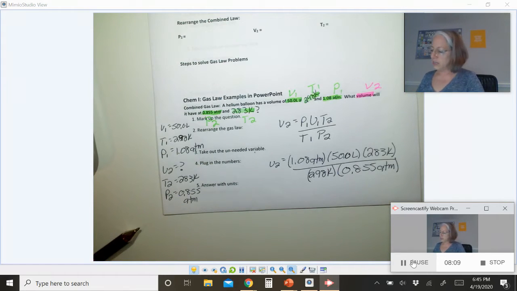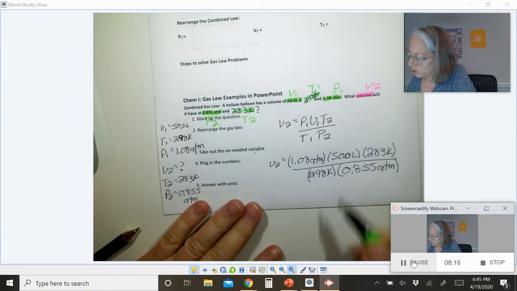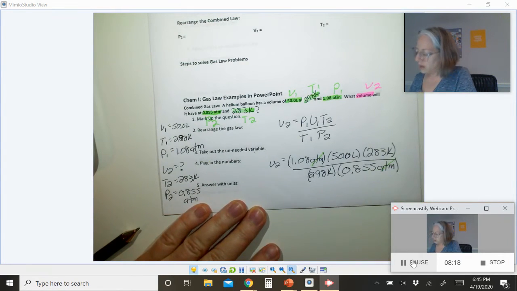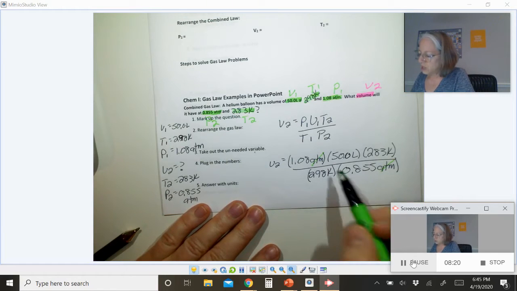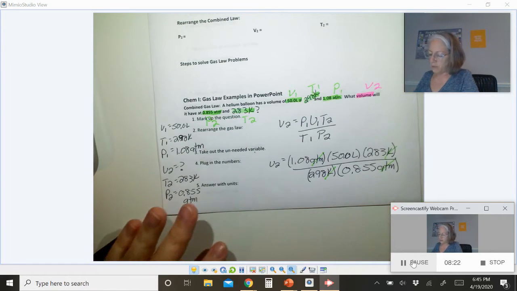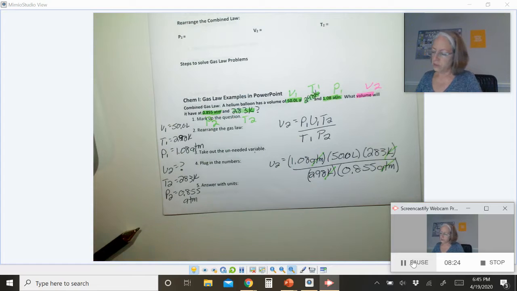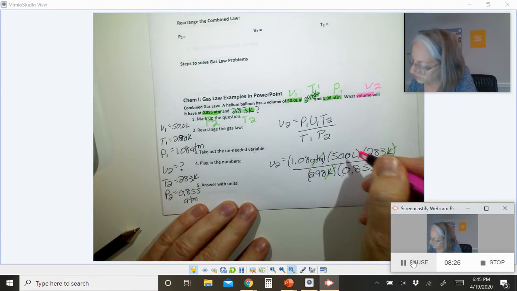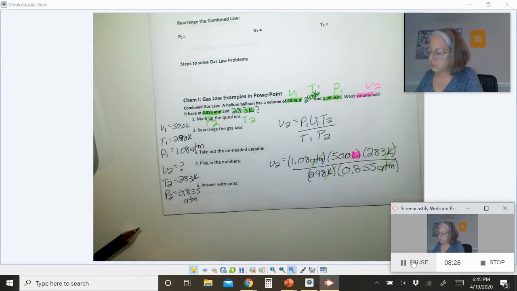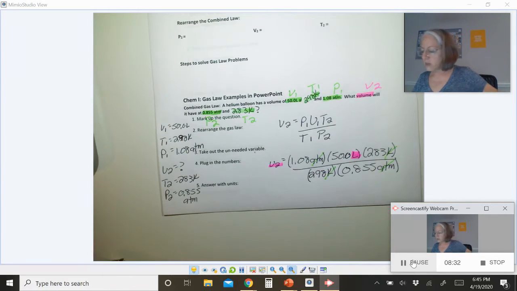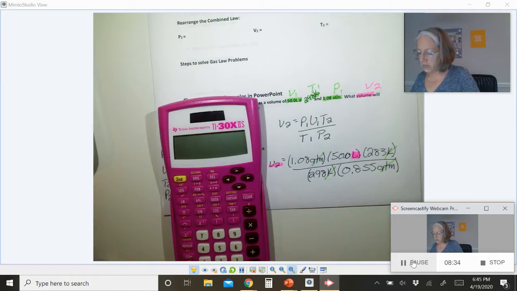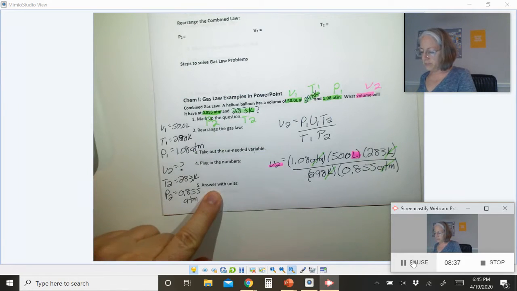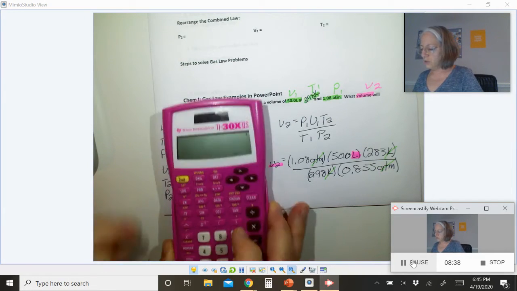So let's look at our units, see what we have written, and make sure everything cancels out the way it should. The unit atmosphere is on top and bottom, so that cancels. The unit Kelvin is on top and bottom, so that cancels. So the only unit left uncanceled is liters. That's our volume, so we know we've set it up the right way.